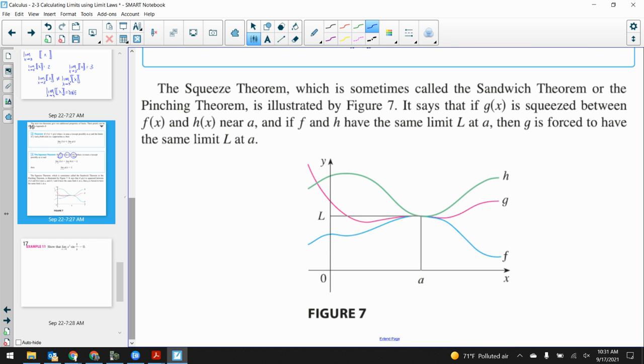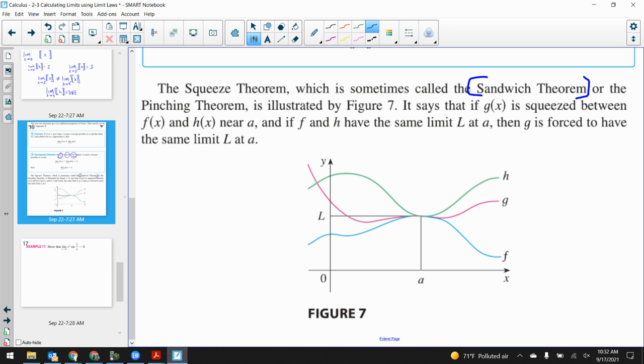My Calc 1 teacher was from Georgia, not the city, not the state, the country, like European Georgia. So he had this very thick accent, and he always called it the sandwich theorem. He always said sandwich like with a V. I always thought that was really kind of cool. But he called it the sandwich theorem, the squeeze theorem, or some people call it the pinching theorem.